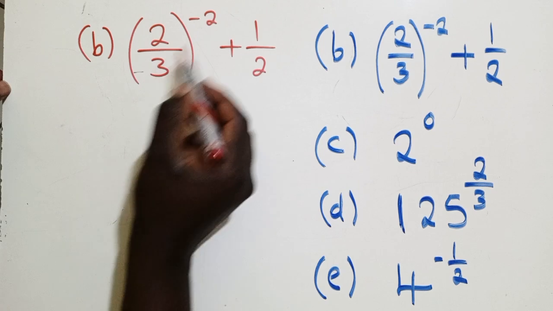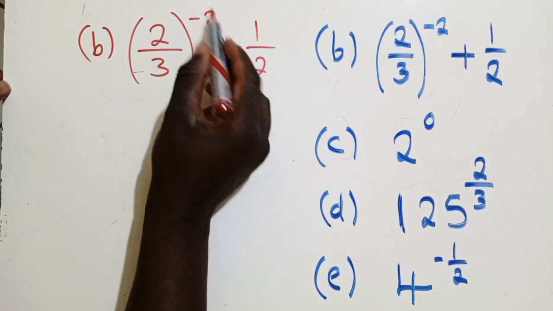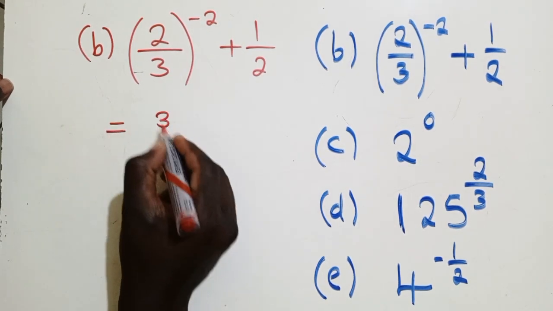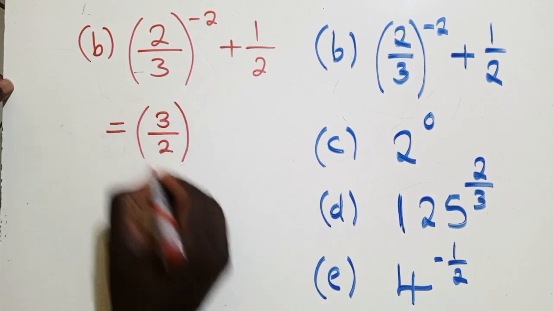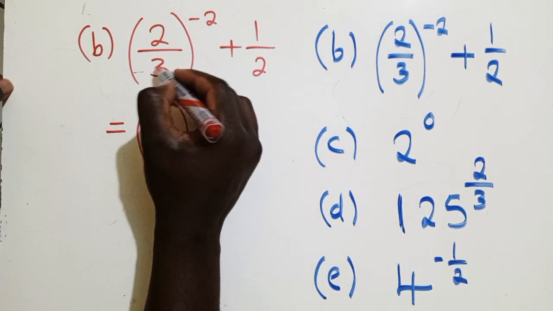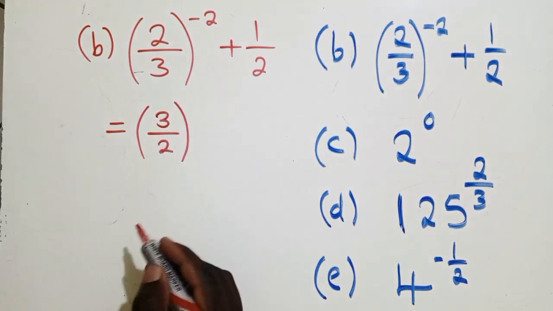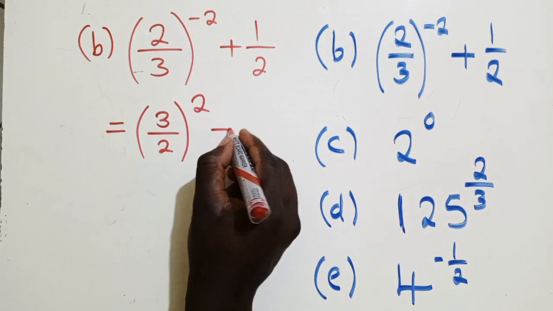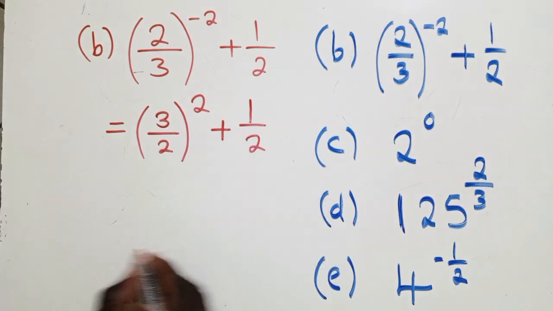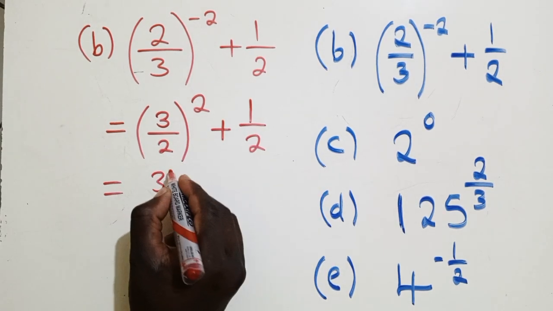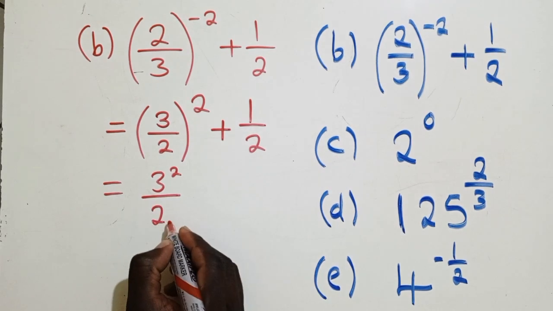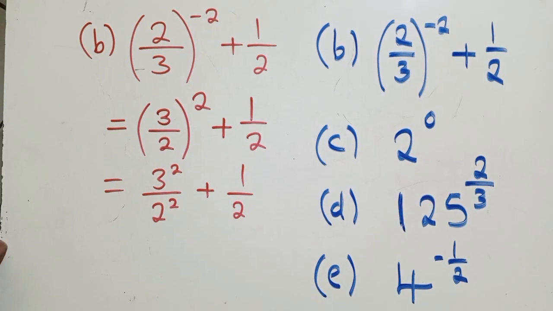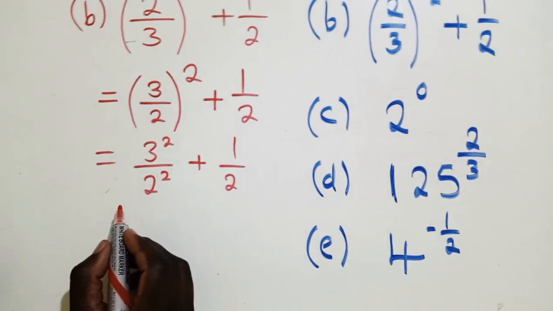Because of the brackets, everything is being affected by this power, or this exponent. So we shall say equal to 3 over 2. You see? This 3 goes on top and the 2 goes down. This is what we call reciprocating. Then the power will change to positive, and then we say plus 1 over 2. This will just be 3 to the power 2 over 2 to the power 2 plus 1 over 2. Like that. So from this stage, we can work things out.